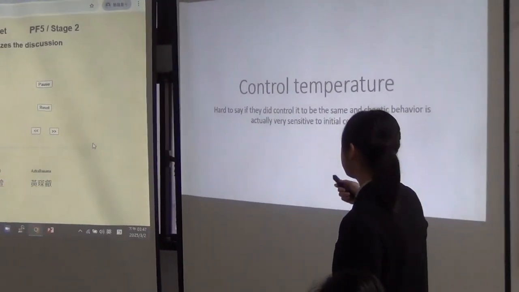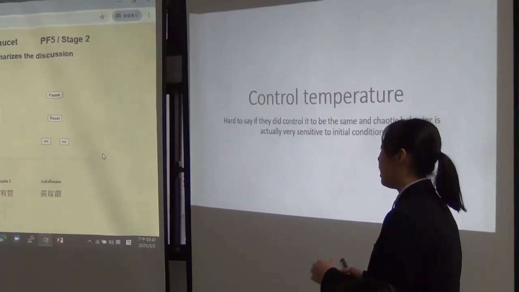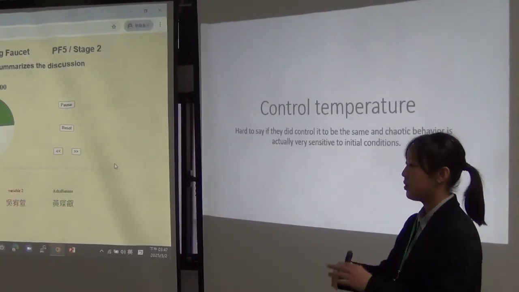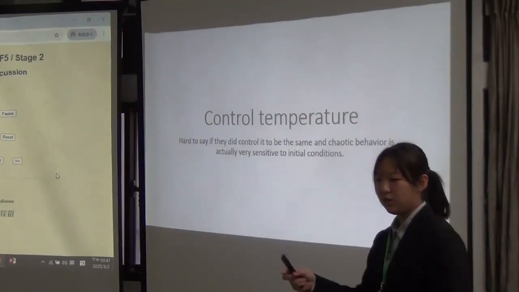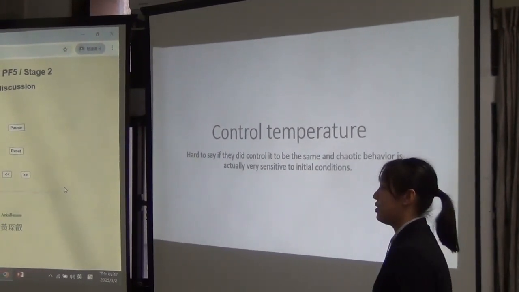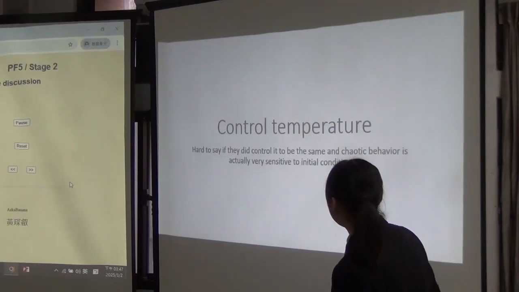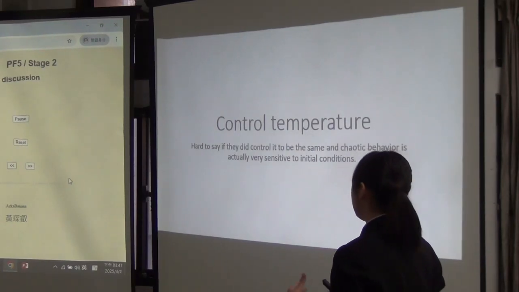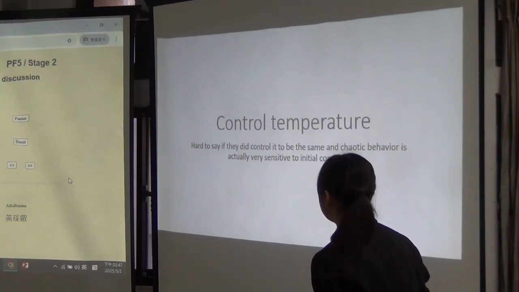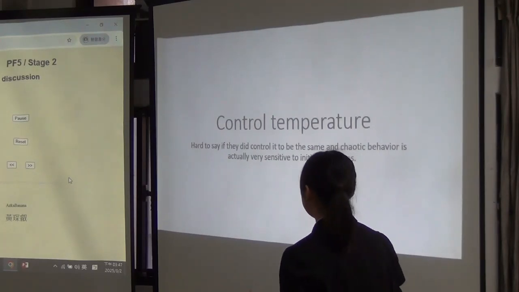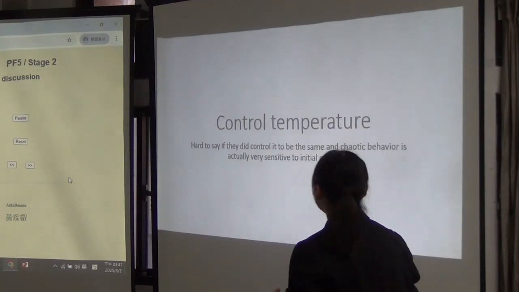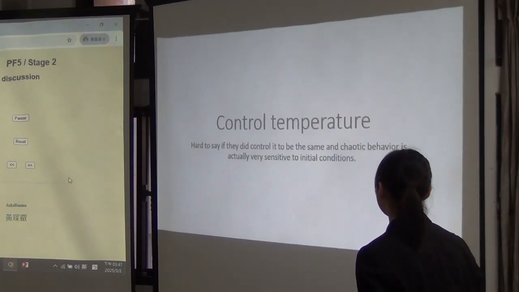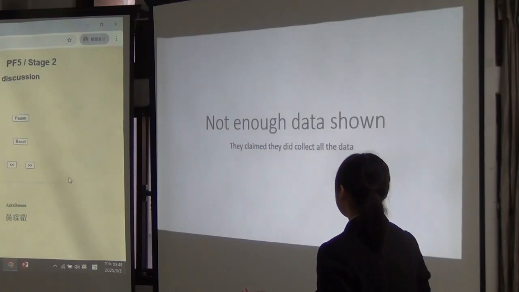We discussed the temperature control, and I asked how she controls that, and she said that she uses the air conditioner to control the whole room, and that it will be stable. I agree with her because she has a great and accurate experiment. But it is hard to say whether they control it to be the same, and chaotic behavior is very sensitive to natural conditions, and not enough data is shown.